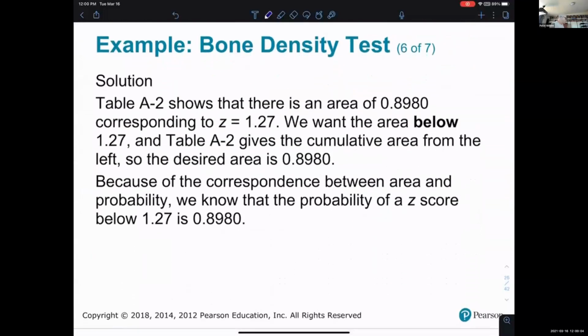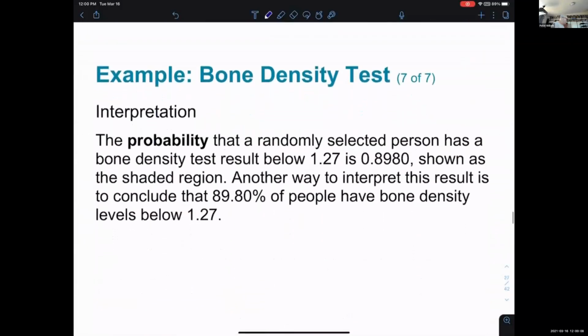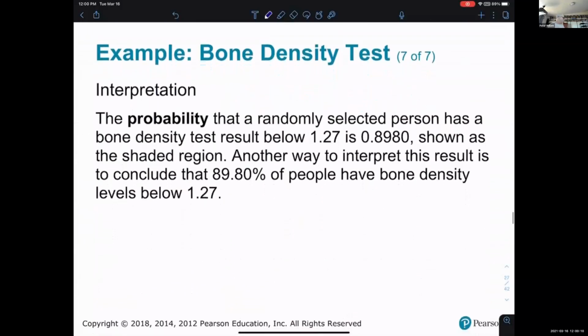And they're saying, hey, we looked it up on the table and we got that answer. And therefore we conclude the probability that a randomly selected person has a bone density test below that score is a little less than 90%. Another way to interpret this is that in general, about 89.8% of people have bone density levels below 1.27.